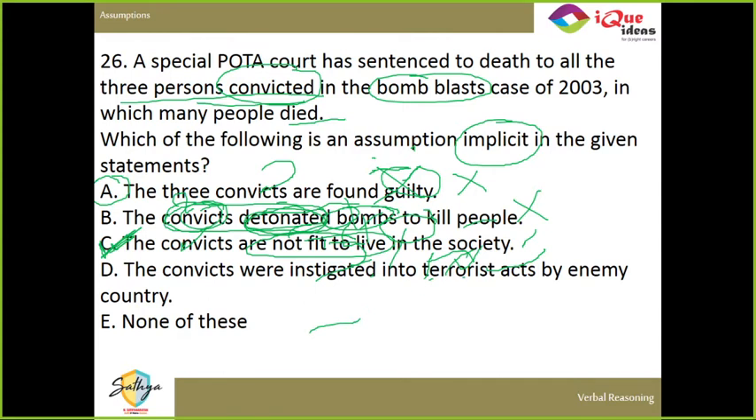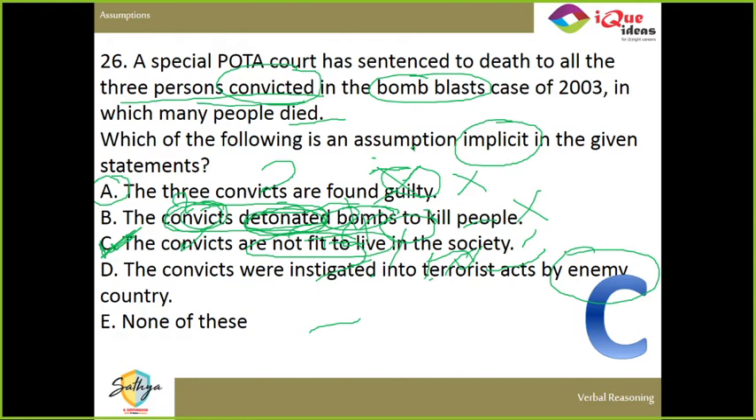Now, who instigated them? We don't know. So we can't assume that they were instigated by an enemy country. Nobody says that they are from another country. They could have been from the same country. We don't know. So the only option is C. C is definitely the assumption which is hidden. If we say they are not fit to live in society, then of course we will sentence them to death. If they are fit to live, then obviously why should we punish them with death? It is obvious that they are not fit to live in society. So we say that they should be put to death. So option C is my answer. Did you get that?